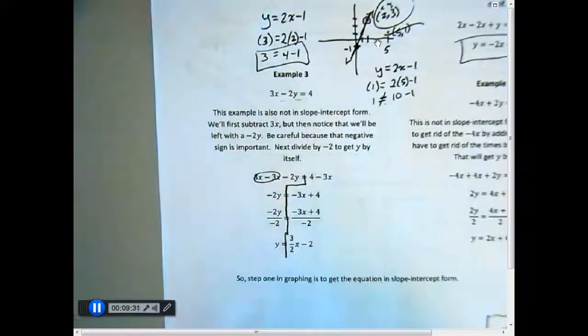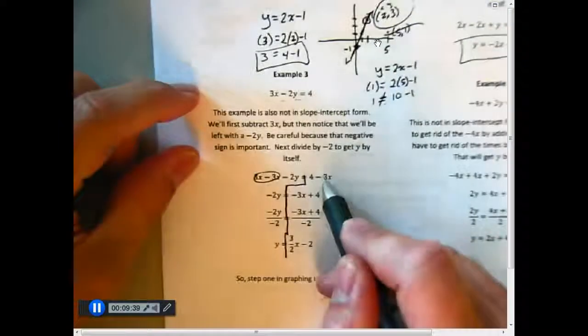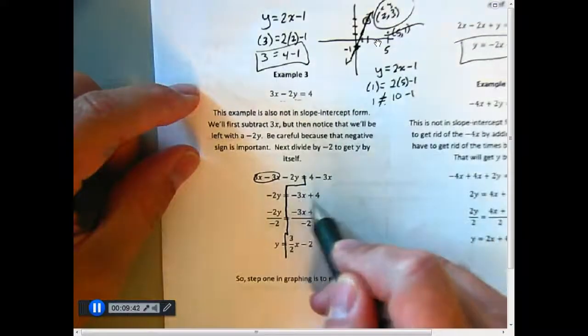Okay, volunteer, why would I rewrite it like that? Quickly, this is supposed to be the easy stuff. This is all review. Casey? Good. Up here, it's not in slope-intercept form. Here, you'd want the x's to come first.